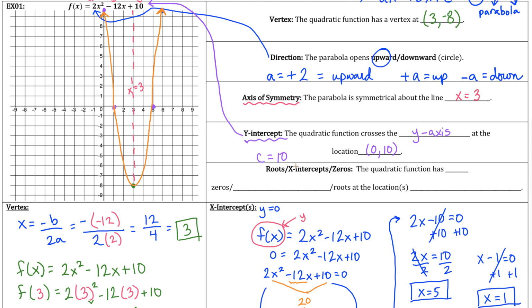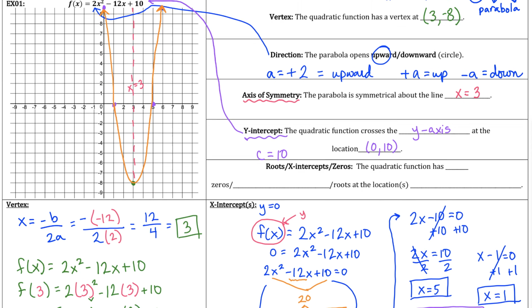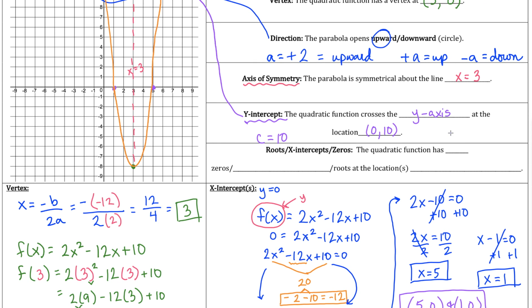And oh, I never did this statement. So the quadratic function has 2 zeros. I made them purple. Yeah, has 2 zeros, or they're called x-intercepts, at the locations 5, 0 and 1, 0. Okay, then we graphed it.